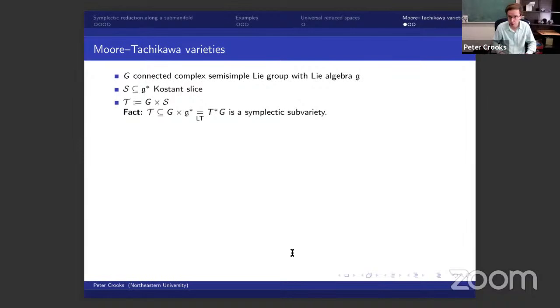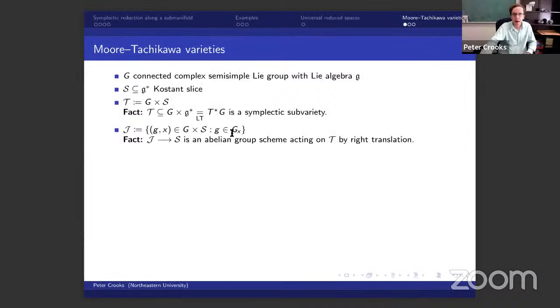What's another one? Well, instead of just looking at all of G times S, I can look at all points where the element of the group stabilizes the element of the slice under the coadjoint action. And I'm going to call that result J, like that. This space is sometimes called the universal centralizer. So this is a scheme that sits over the Kostant slice S. Each fiber is a group, so it's actually a group scheme. And moreover, it's an abelian group scheme, it turns out. It turns out that all of these centralizers will actually be abelian groups. So this J is an abelian group scheme. And at least the group part of this can act on the group part of T by right translation. And so that's an action that I want to consider here.